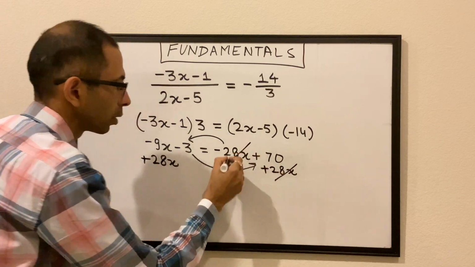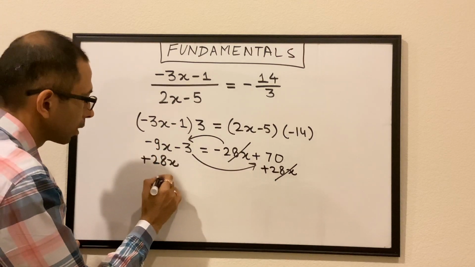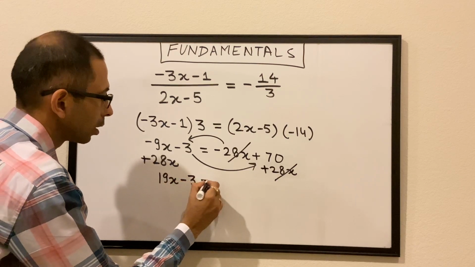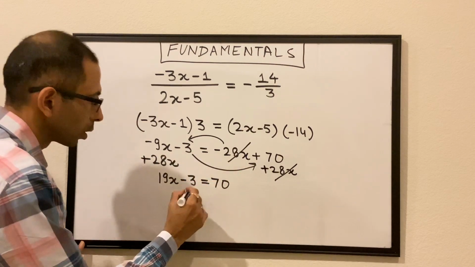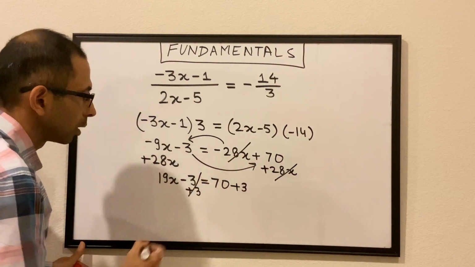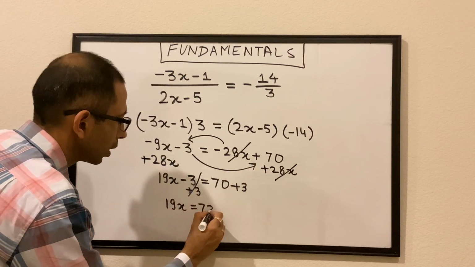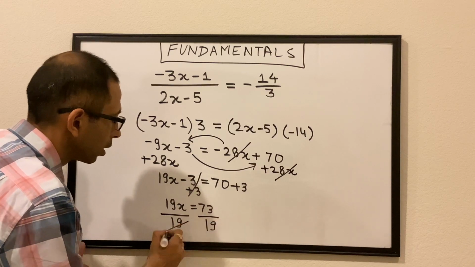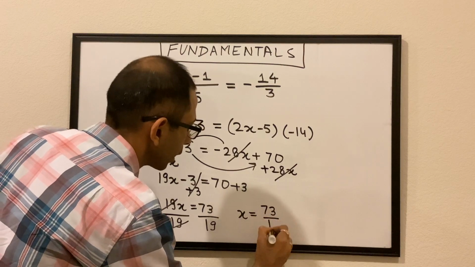Right? 28x and 28x gets cancelled out. 28x minus 9x is 19x, minus 3 is equal to 70. We have to bring 3 to the other side, so we do plus 3 here and plus 3 here. 3 gets cancelled out. We have 19x is equal to 73. Finally, we divide by 19 on both sides and we get x is equal to 73 over 19.